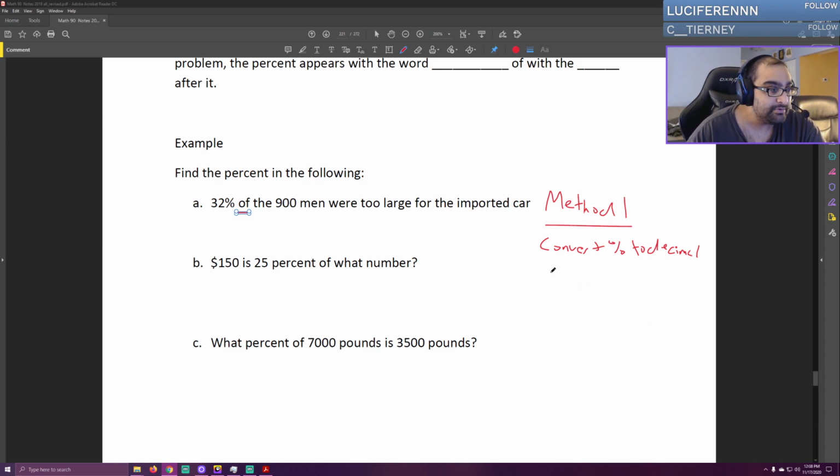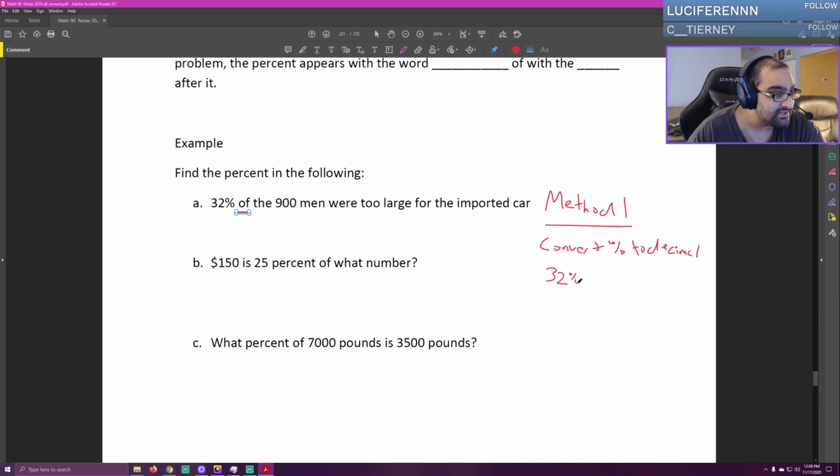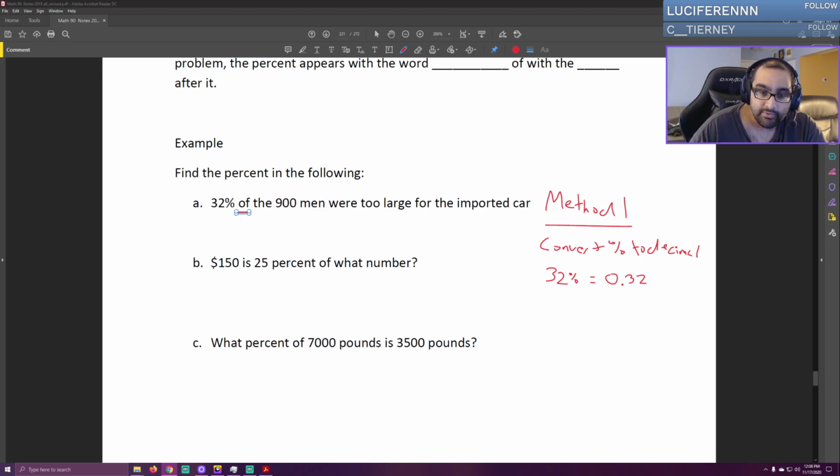So we're going to convert a percent to decimal here. 32% is going to convert over to 0.32. Now, the more important part here is we have 0.32 of. What does of mean again in math language? You guys remember? We talked about it in section 6.1. Do you guys remember what of means?